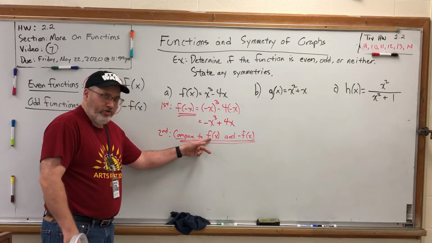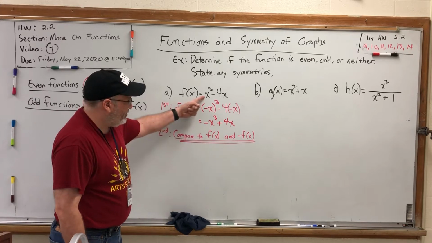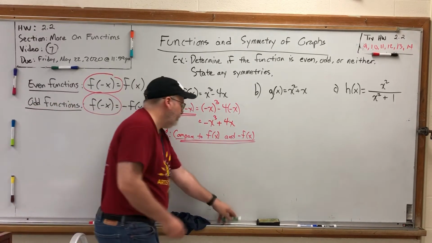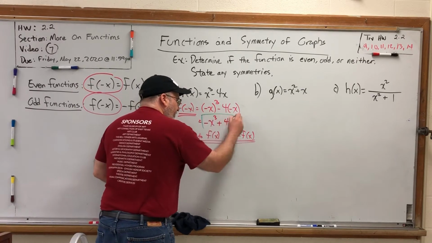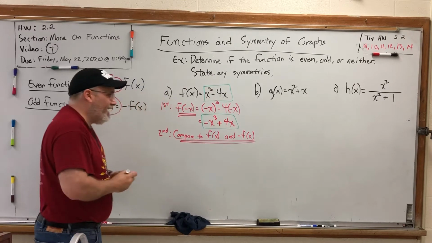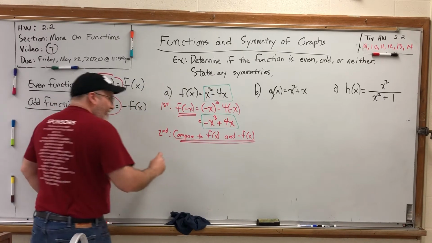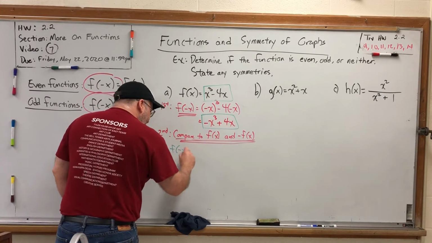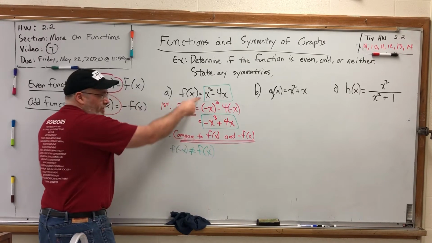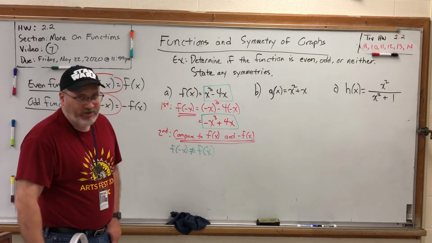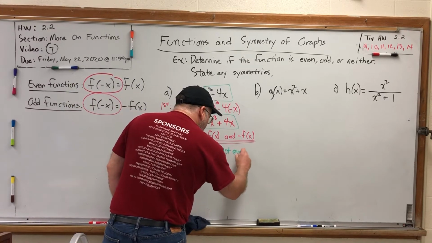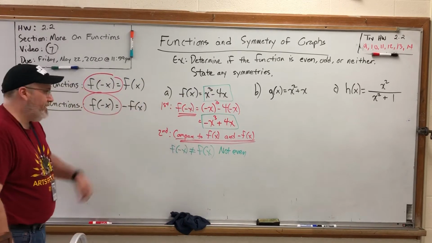Comparing it to the original is easy. Either this looks like it started or it didn't. This one doesn't. The result of inserting a negative x into the function is not the same as just inserting an x into the function. So we can instantly see that f of negative x is not equal to f of x. This is not equal to that. They have the same pieces, but the signs aren't the same. So we know that this function is not even. That was the criteria for being an even function.